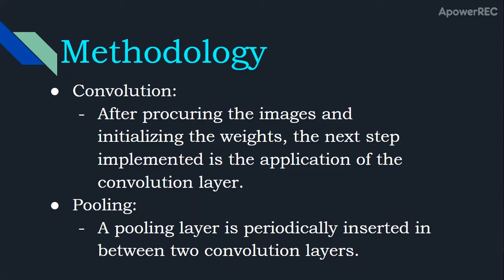The next is pooling. A pooling layer is periodically inserted in between two convolution layers. This layer is used here to downsample the volume, partially independently in each depth slice. This is used for maximum pooling between two convolution layers.